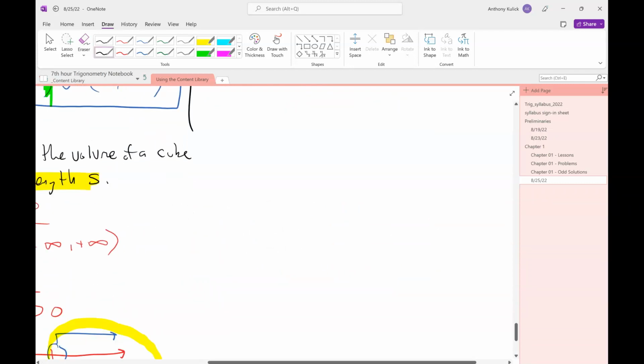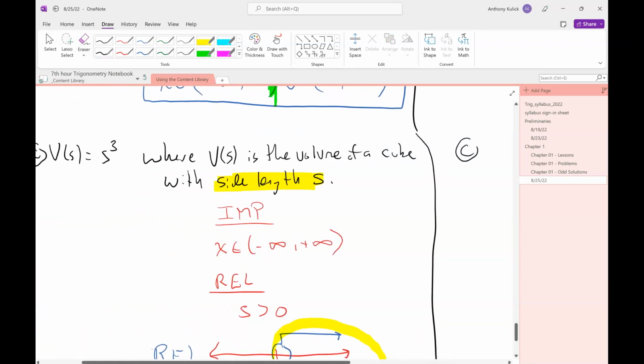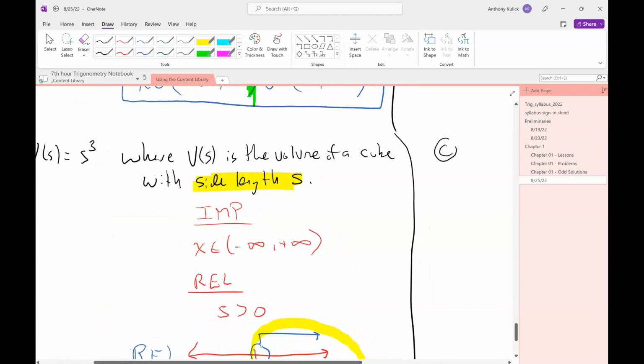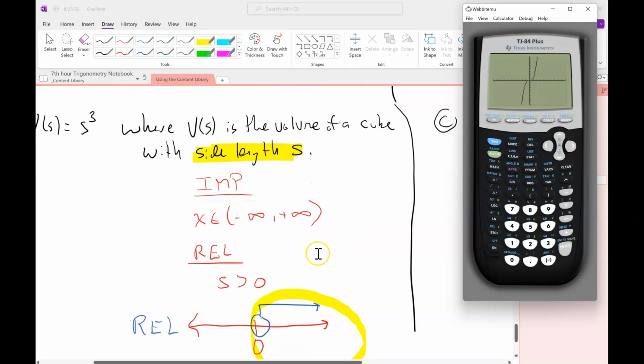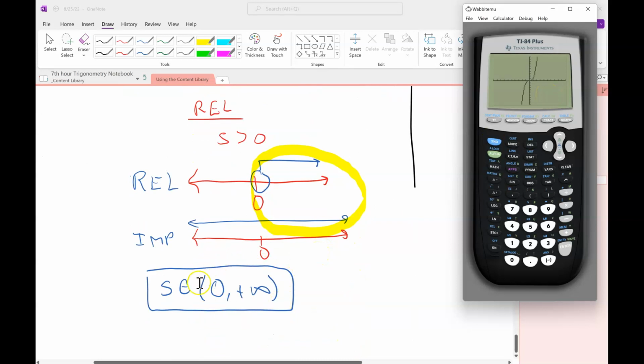Okay. Let's go down here. Now here we have to be a little bit careful, right? So if I type this into my calculator, I get this. But what is the domain for this? The relevant domain? 0 to positive infinity. So when x is 0, we're right here. That's the beginning of our graph, even though the calculator's going to show me the whole thing.